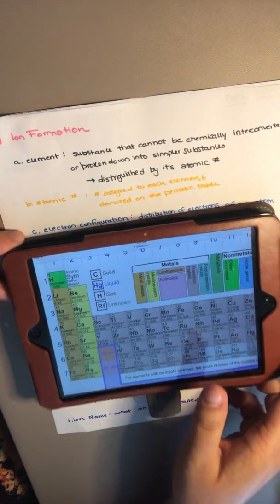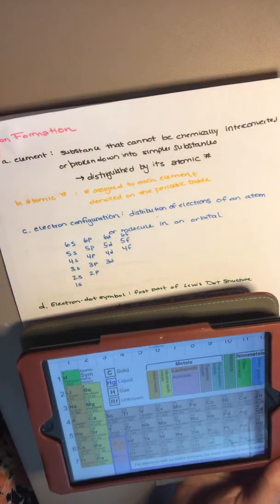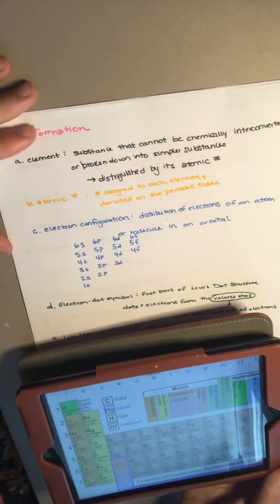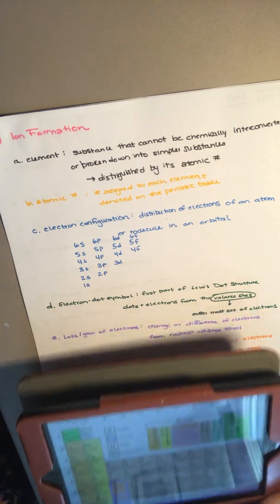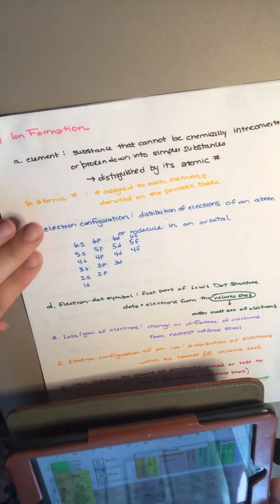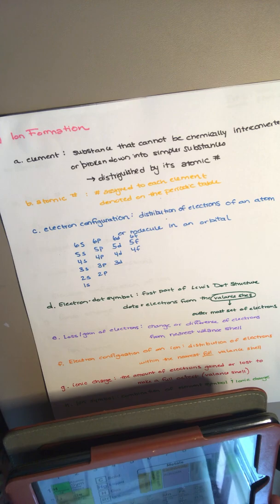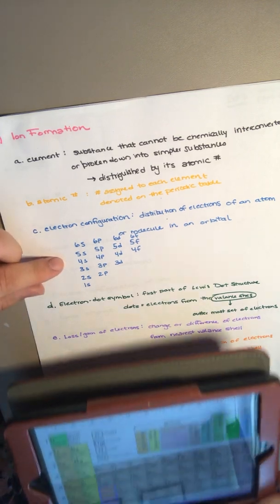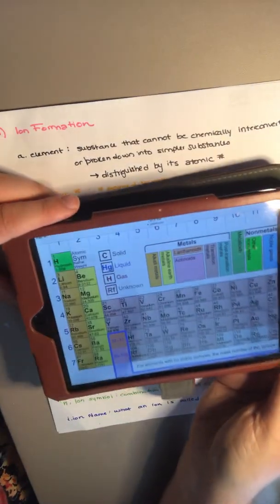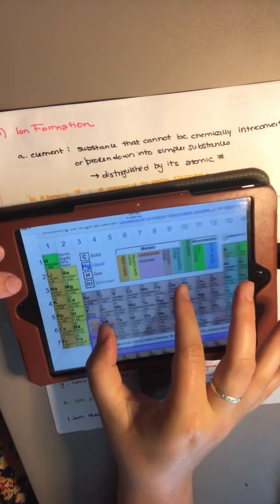Now, the electron configuration is the distribution of electrons of an actual atom or molecule in an orbital. I'm going to go over what sodium is in a little bit after I finish the rest of these definitions, but I wanted to just quickly take a tour of our periodic table.